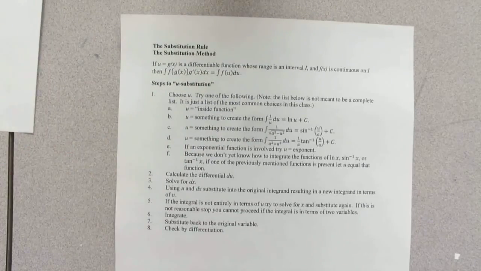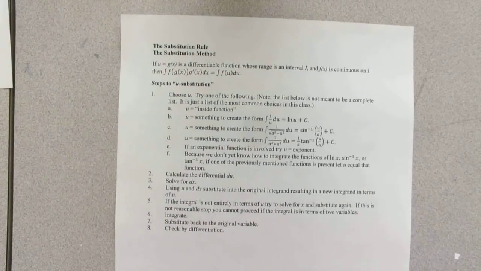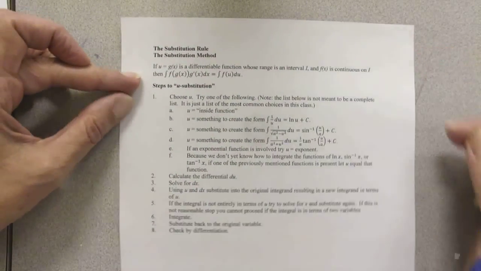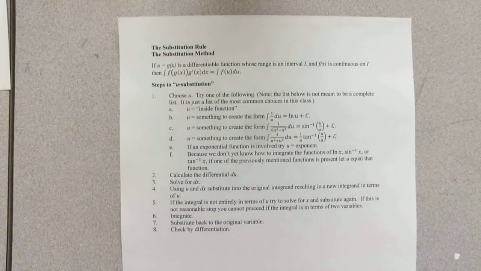Some basic steps, the substitution rule, the substitution method. Here's what mathematicians give us. If u equals g of x is a differentiable function whose range is an interval I, and f of x is continuous in I, then the integral of f of g of x, g prime of x dx equals the integral of f of u du. That's all the mathematicians give us. But it does give us an idea of the form that we're looking at.